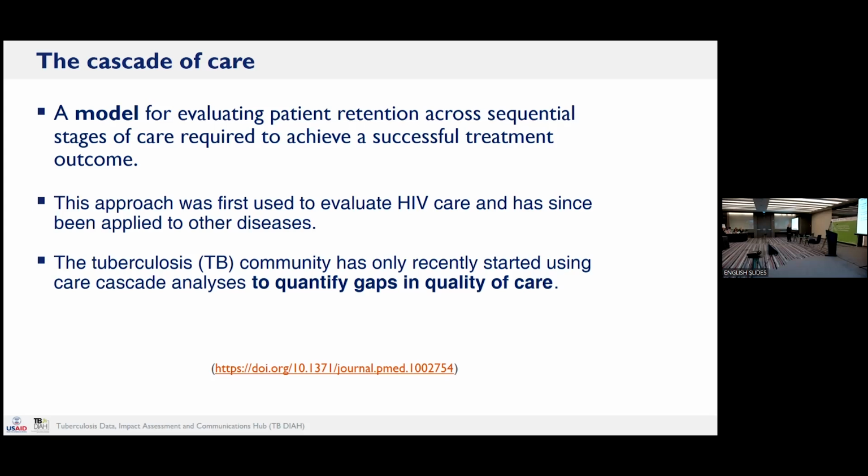So cascade analysis was not frequently used before to analyze the TB program's data. And the TB community has only recently started using this care cascade analysis to quantify gaps in quality of care.